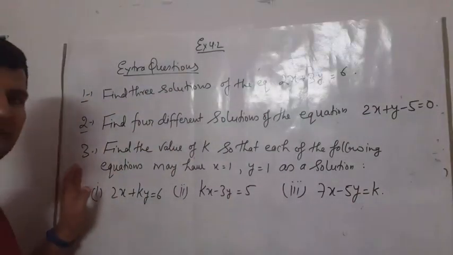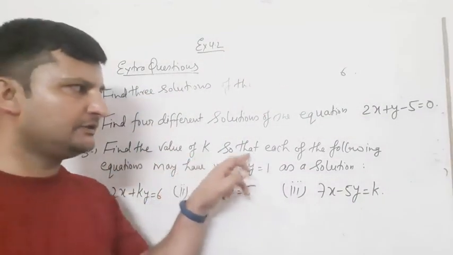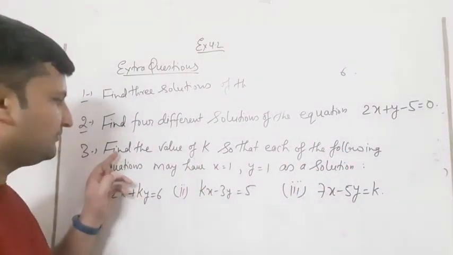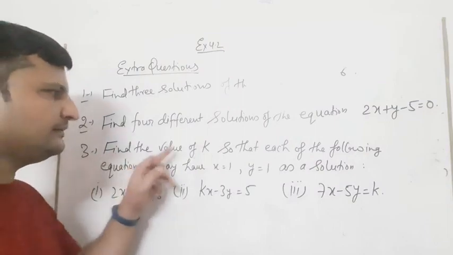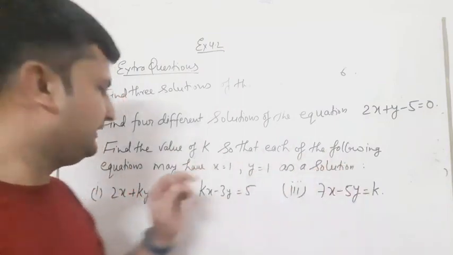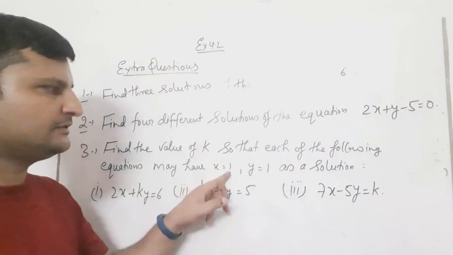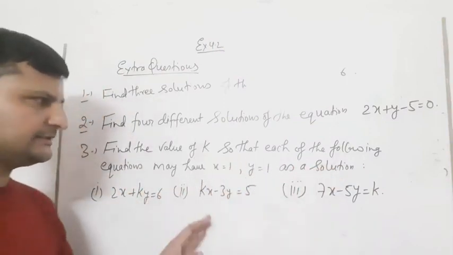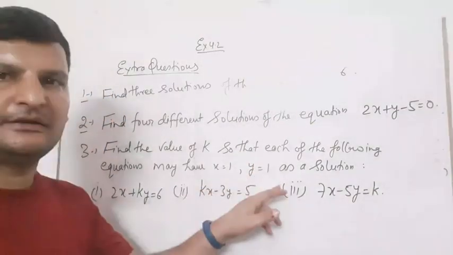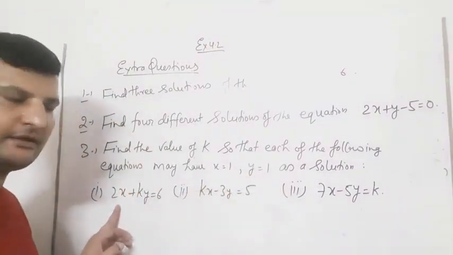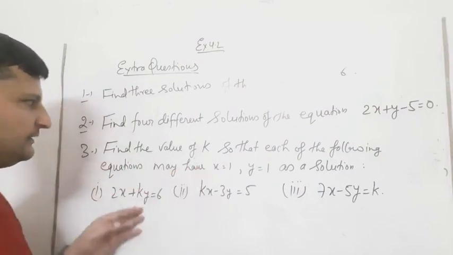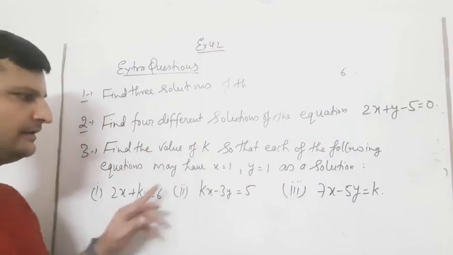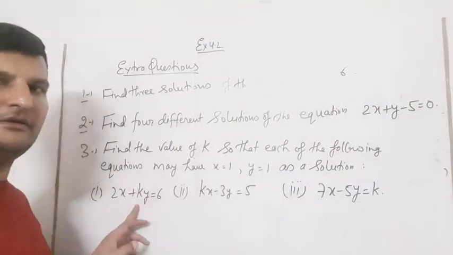Then in the third question, find the value of k so that each of the following equations may have x is equal to 1, y is equal to 1 as a solution. Again, this question is very important from the exam point of view also. Here three equations are given, and x is equal to 1 and y is equal to 1 is the solution of these equations. So find the value of k. Again you can put the value of x is equal to 1 here and y is equal to 1 here. You will get the value of k.